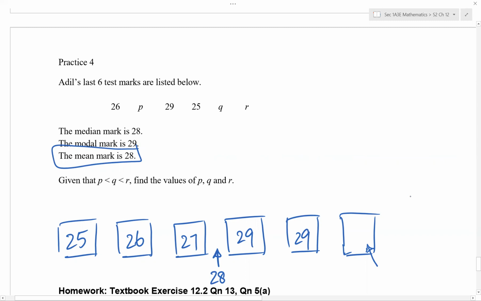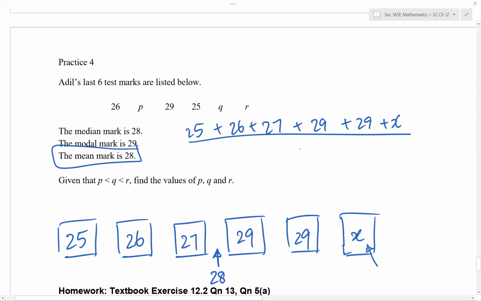Okay, so we can let the final value be x. So 25 plus 26 plus 27 plus 29 plus 29 plus x. Divide this by 6 should give us 28. So do a calculation.